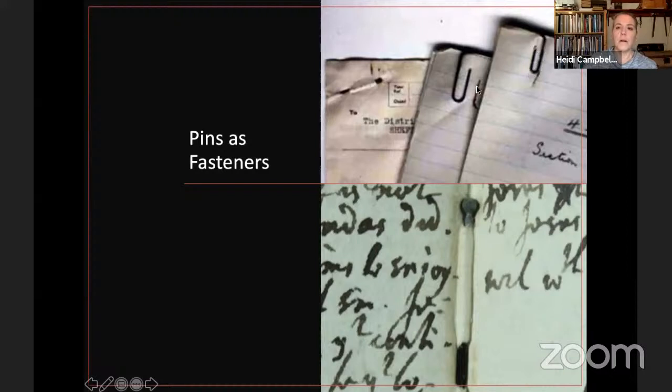The paper clips here are shown as an example of a later method of fastening papers together. But for most of history, papers that needed to be held together in a temporary fashion, the pin was the main form of doing that. And this one is, I believe, from the 1600s, sermons of a minister in England that he used to make these tiny booklets of his sermons that he could carry with him and put in these pins to hold them together temporarily.